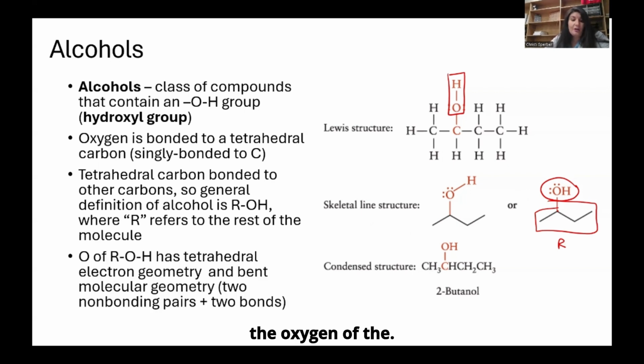The oxygen of the hydroxyl group has a tetrahedral electron geometry and a bent molecular geometry. It has two non-bonding pairs of electrons and two bonds. So that makes it a bent molecular geometry.